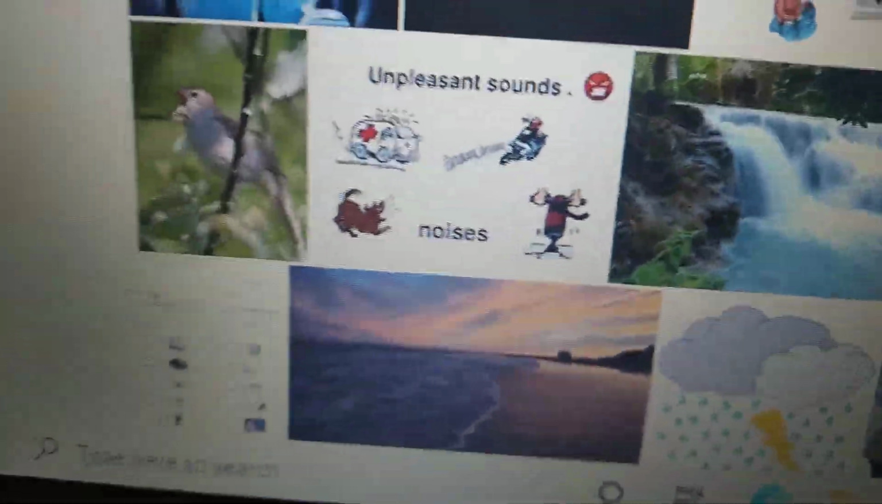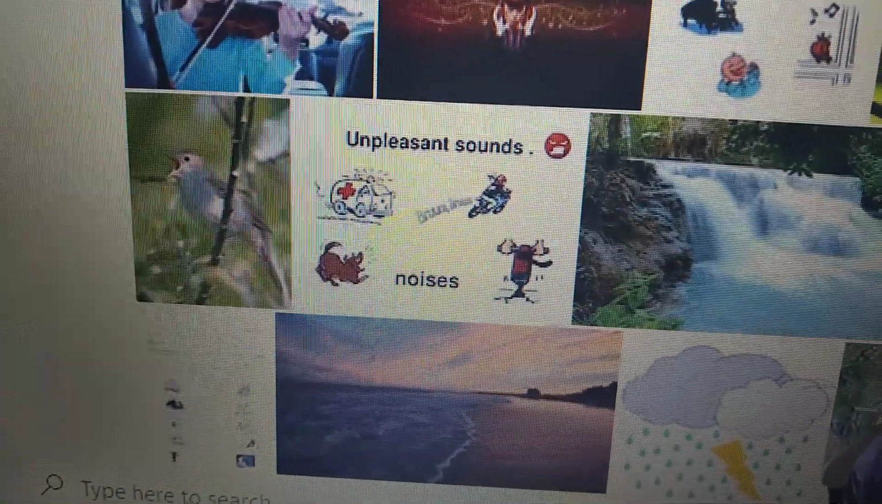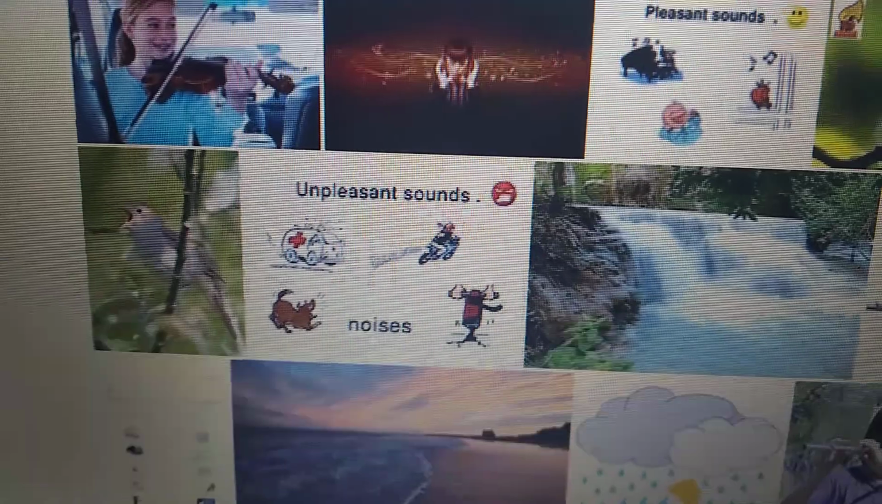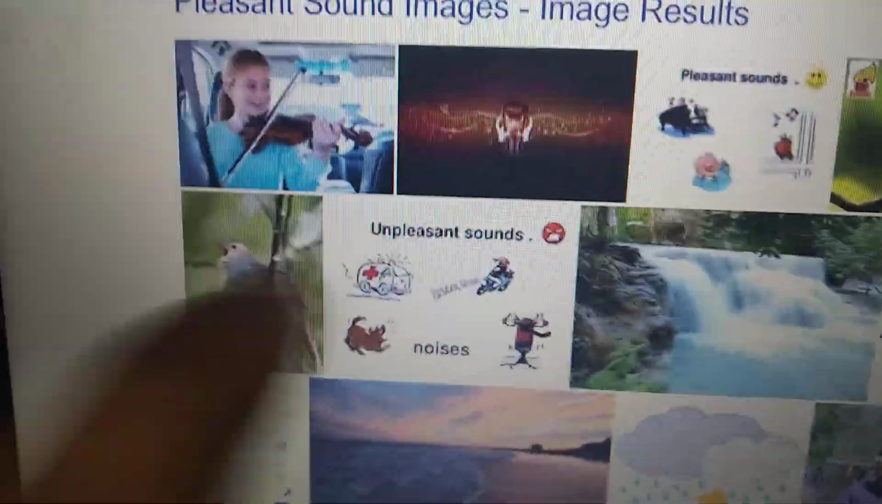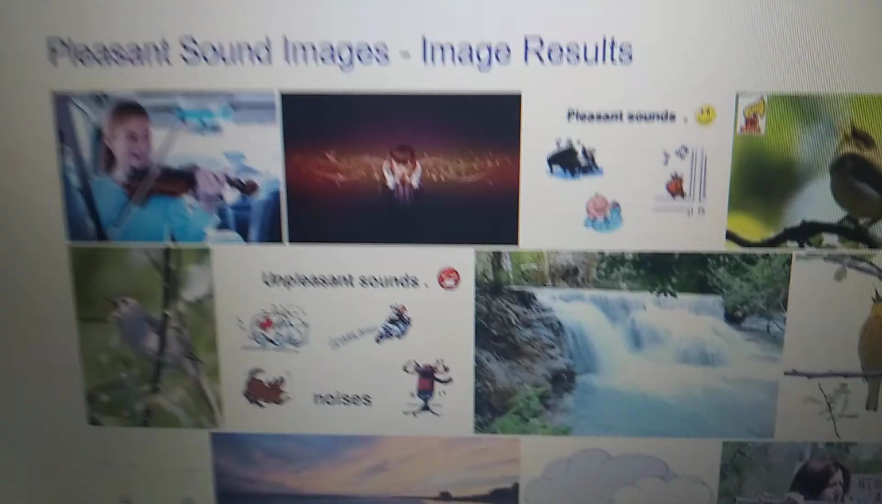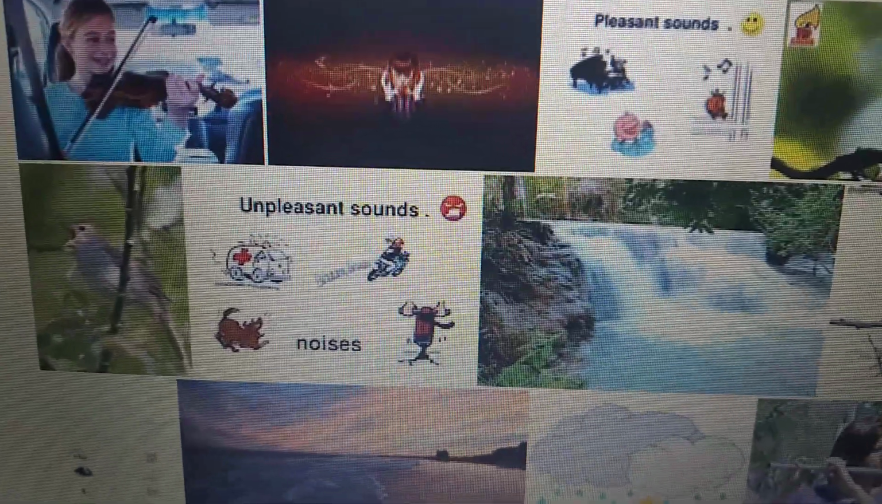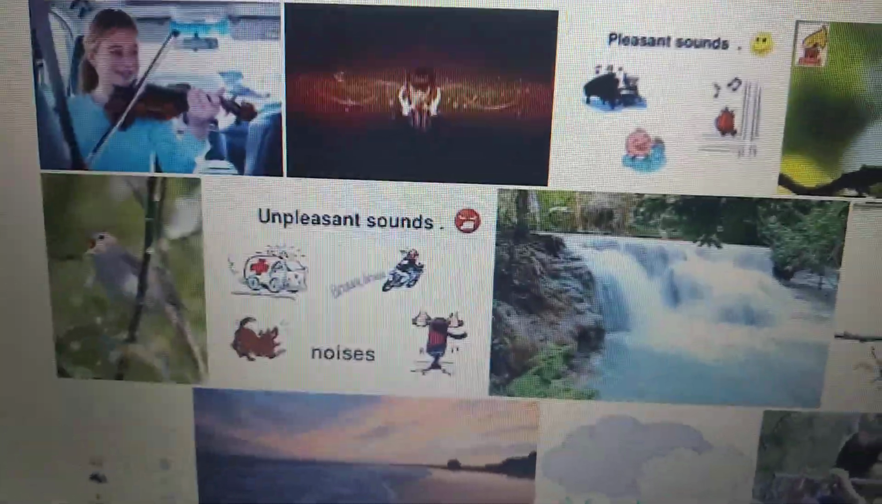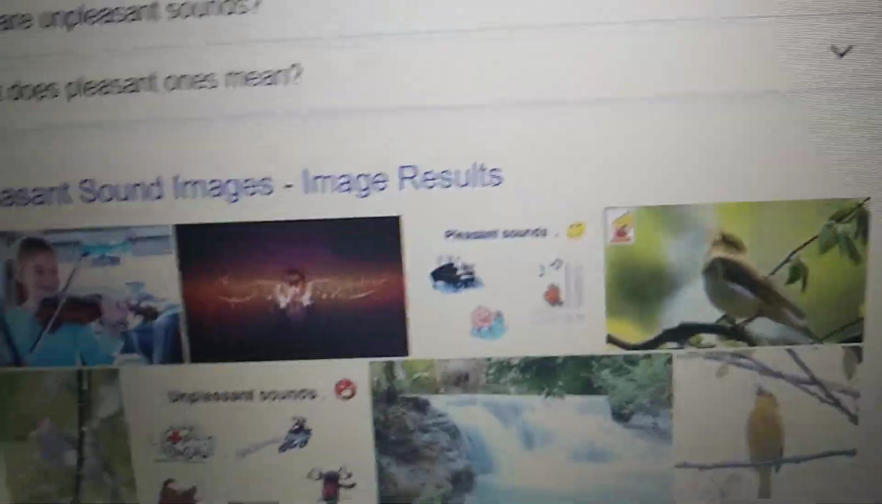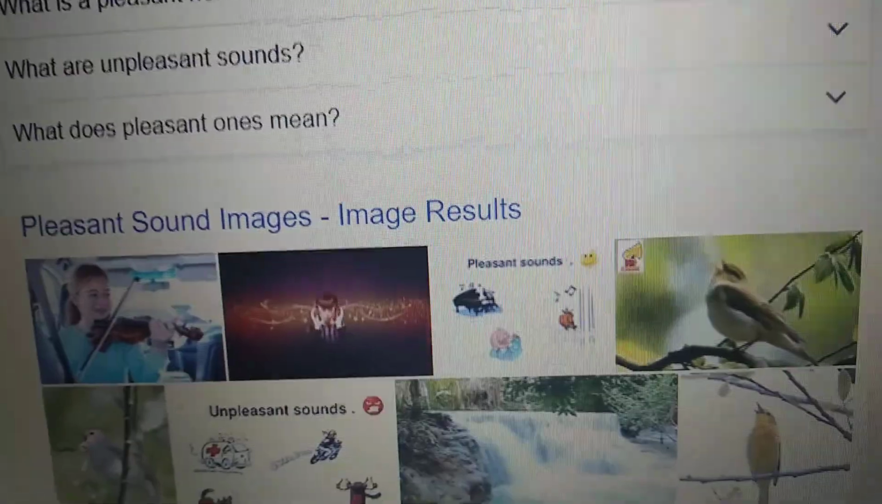Whereas see here, unpleasant sounds. What are the unpleasant sounds? Some unpleasant sounds make noise, such as shouting, chewing food noisily, or horns honking. Horns honking are unpleasant to hear. These unpleasant and loud sounds make noise. That's why they are called unpleasant sounds.